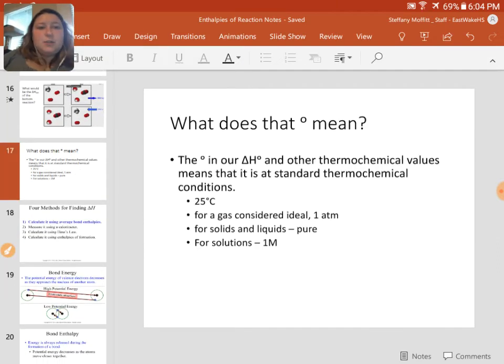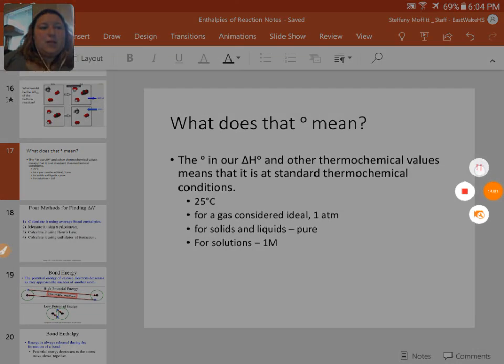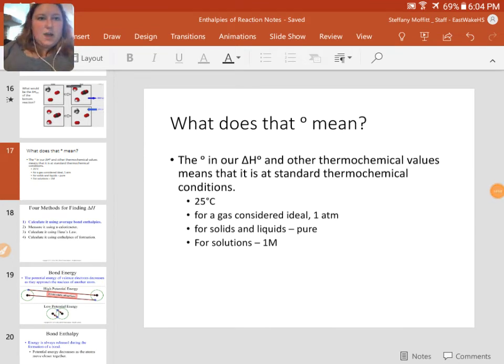So what does that little circle mean in our delta H? We call that delta H naught of our reaction. The delta H naught and other thermochemical values with that naught sign just means the standard thermochemical conditions, which are 25 degrees Celsius, 1 atm. If it's solid or liquid, it's pure, and for solutions, it's one molar. If you see that little circle, it just means those conditions.